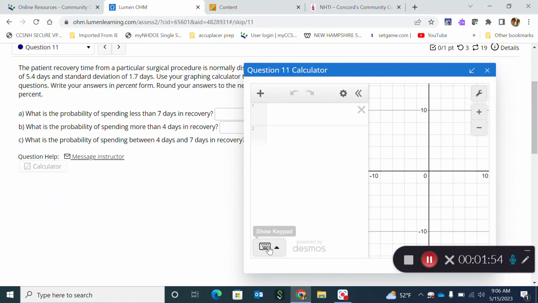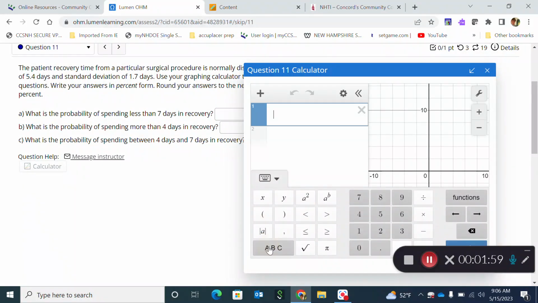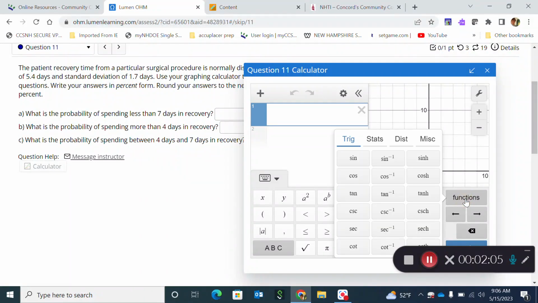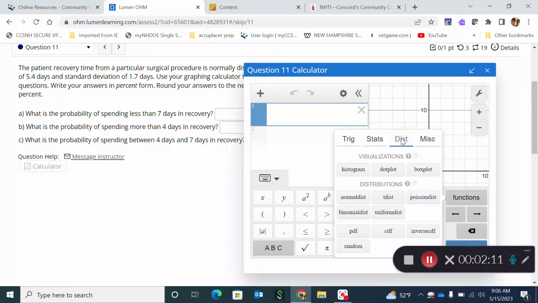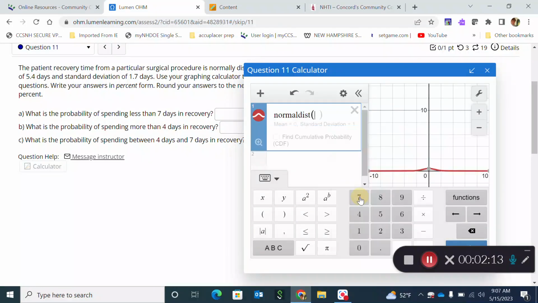In your Desmos calculator, you click the keypad right down here, and it brings up a standard looking keypad, but where we find the normal distribution part is over under functions. And you can see there's trig, stats, dist, misc. We're going to go to the distribution menu. We're going to click on normal distribution. And this particular command for normal distribution is going to produce a probability for us.